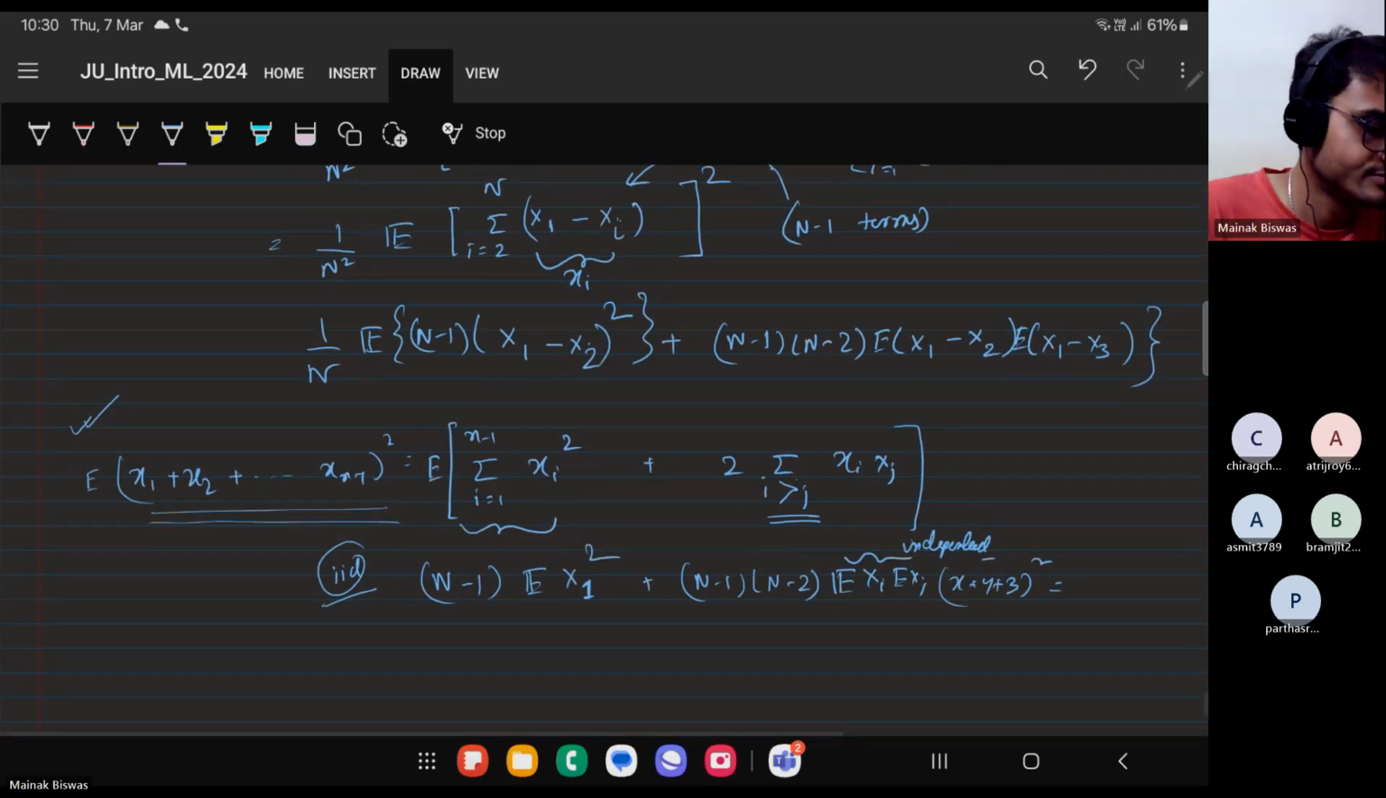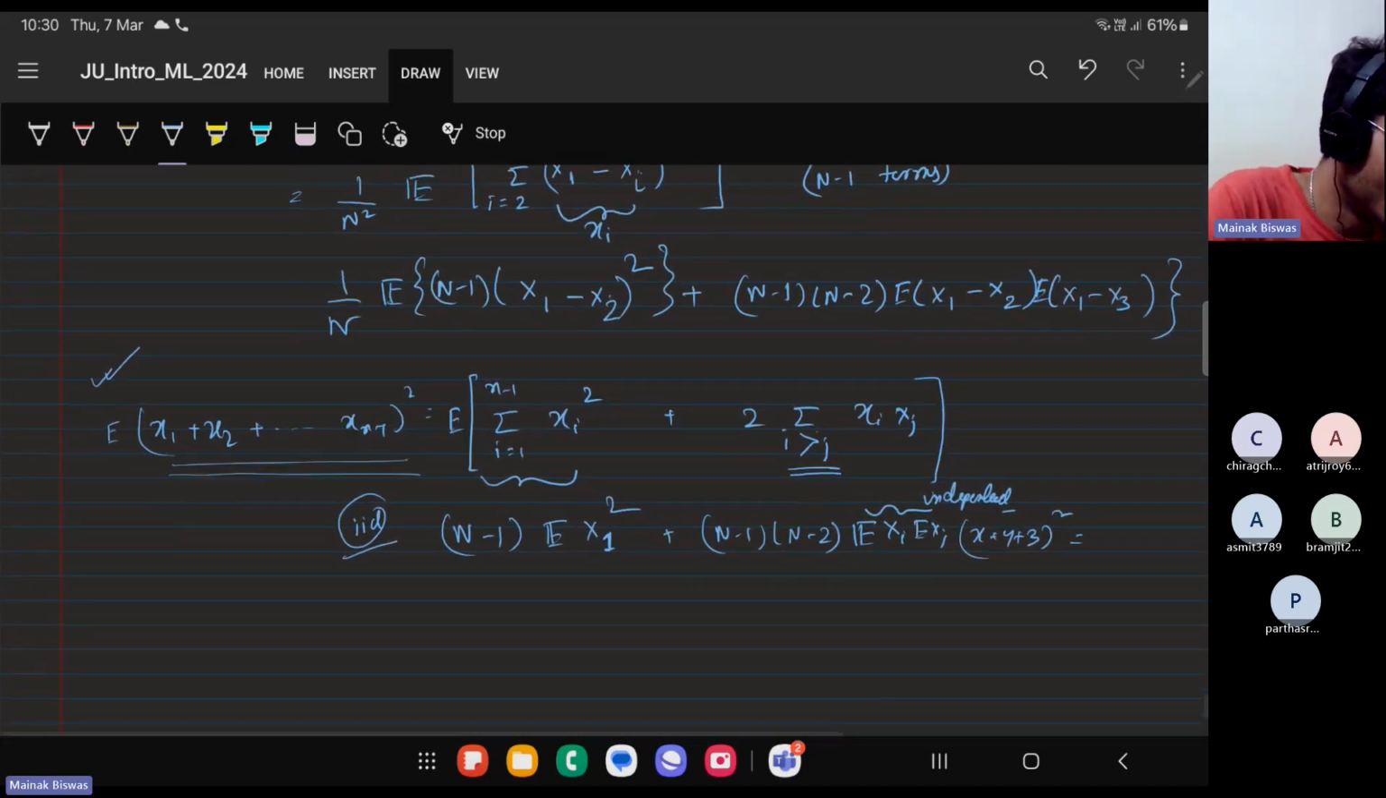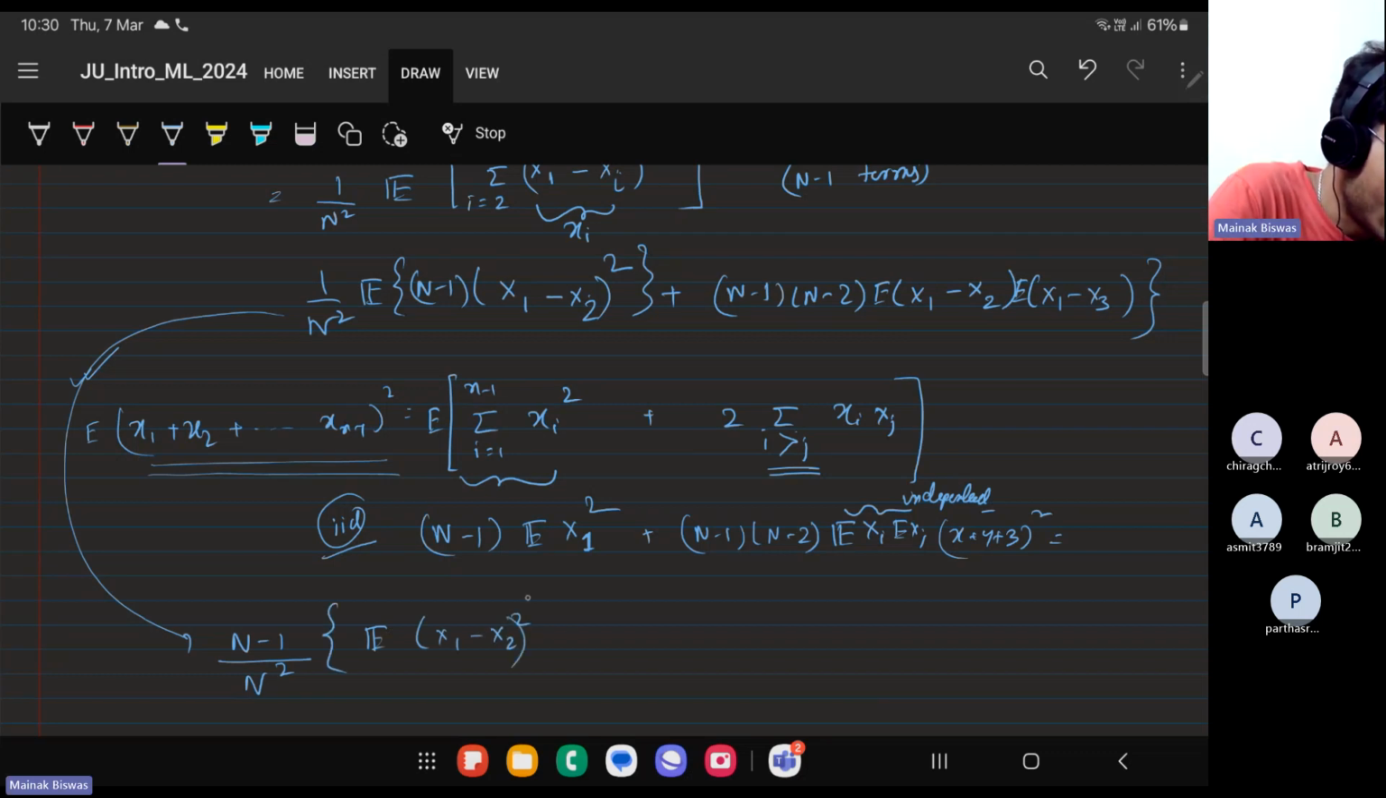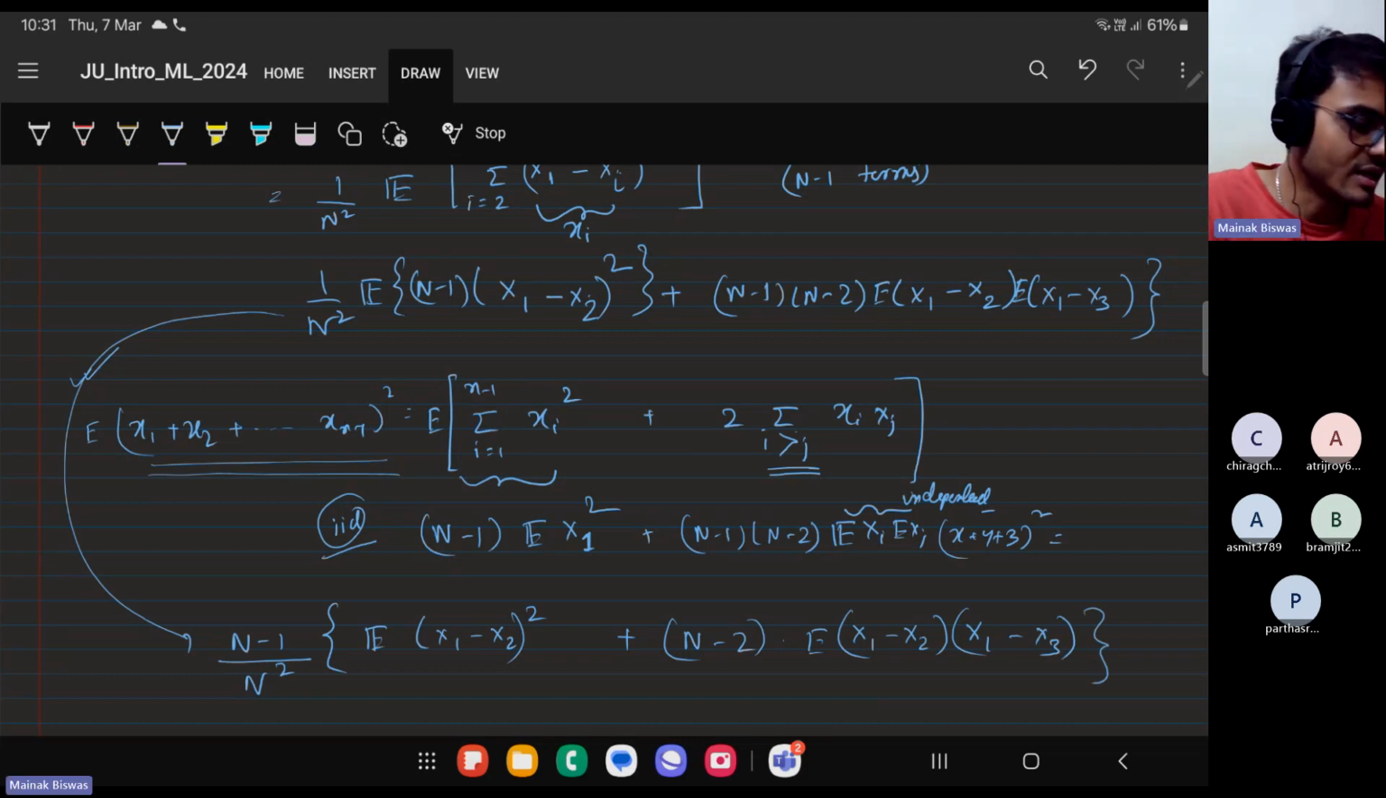Okay. Understood? Clear? So you have n squared, expected value of x1 minus x2 whole square plus n minus 2 into expected value of x1 minus x2 into x1 minus x3. Okay, by IID. Is it clear now?